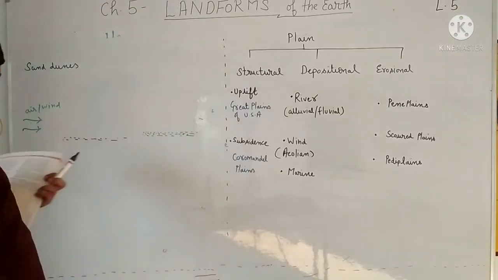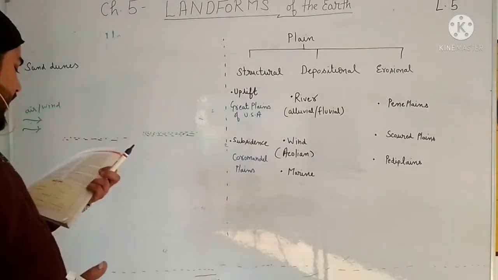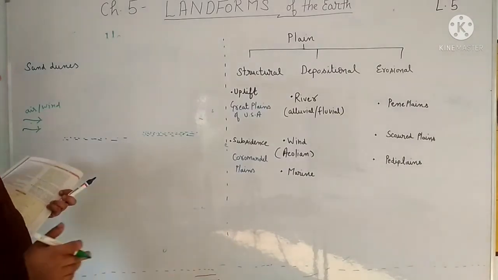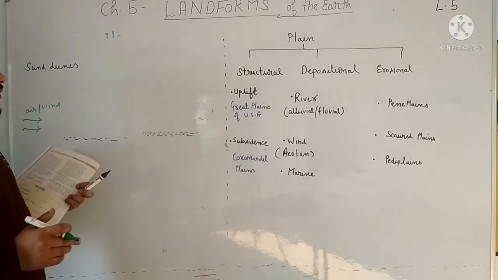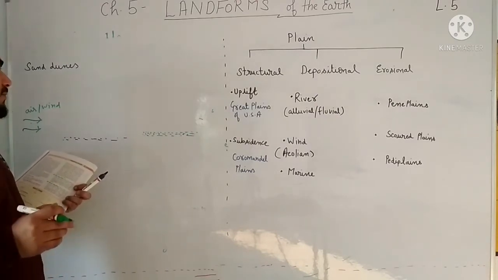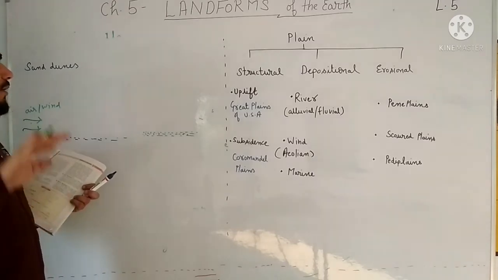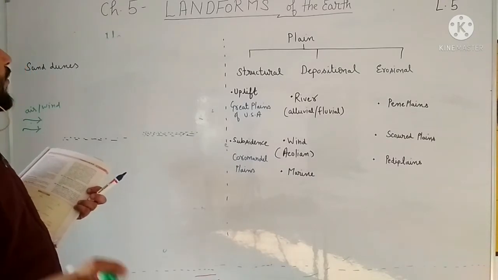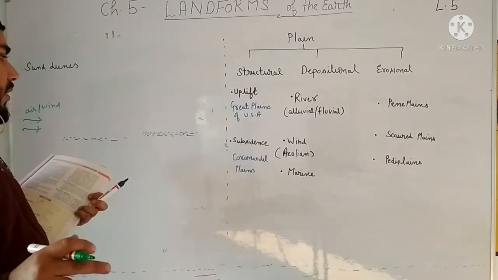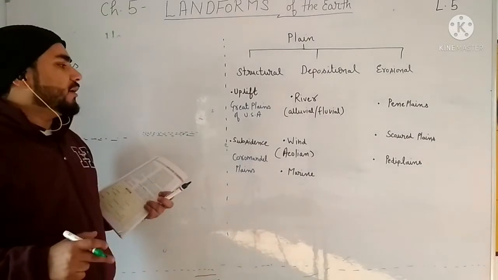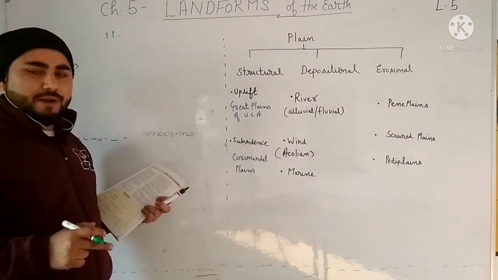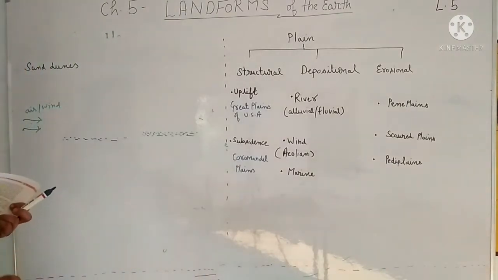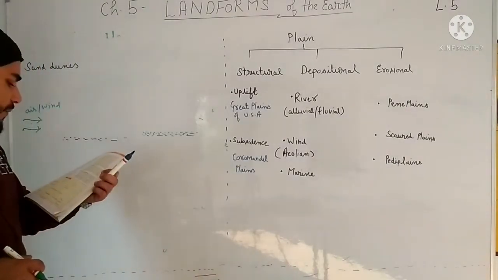So this is called loess. Loess is found in northwestern China. The plains which are formed by the deposition of fine particles of sand or very small dusty particles of soil over a very wide area, that type of plain is called loess. And that is formed by the depositional work of wind, which is the aeolian depositional plains.